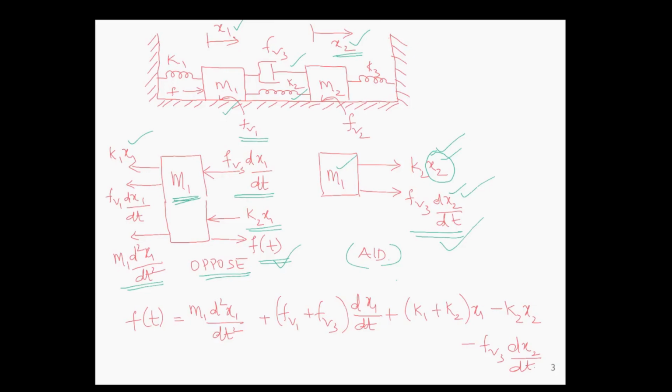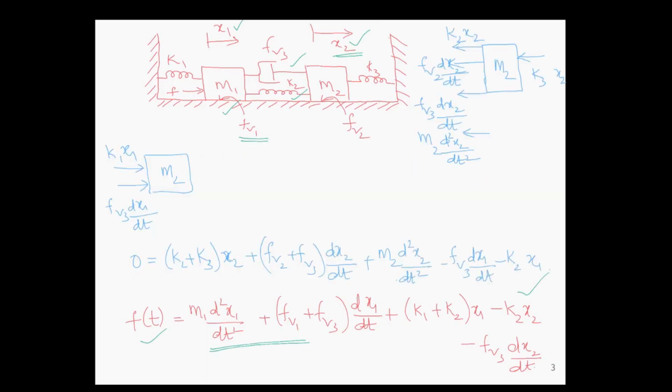So with this free body diagram, we will write the equation. So F of t is equal to all the forces that are opposing F of t: M1 d square x1 by dt square, plus (FV1 plus FV3) dx1 by dt, plus (K1 plus K2) x1. And subtracting the aiding forces, minus K2 x2 minus FV3 dx2 by dt.